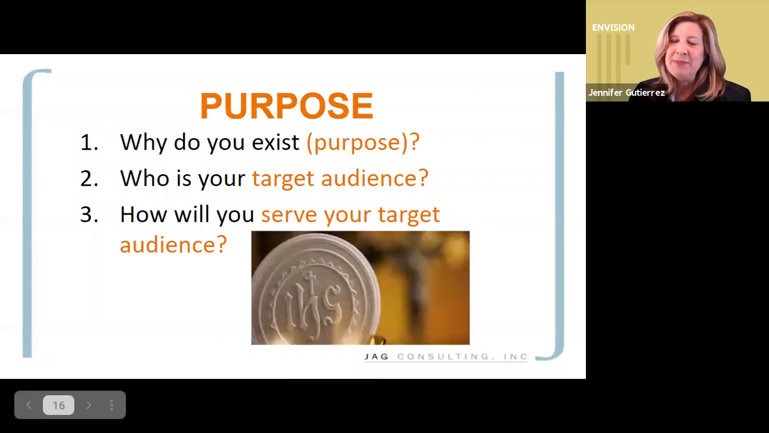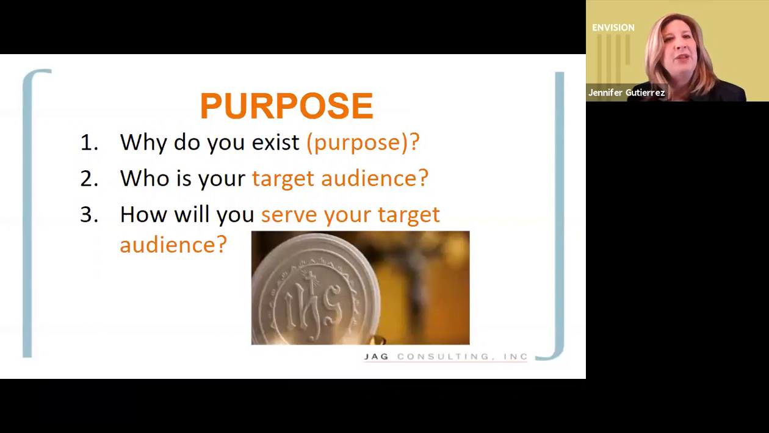So we talked a little bit about vision. Purpose, there are really 3 pieces of purpose. It's why you exist. And I want you to take a moment, just a second, to think about why does your church exist? What is it there for? What's the first thing that comes to mind? It might seem obvious, but think about that for a minute.